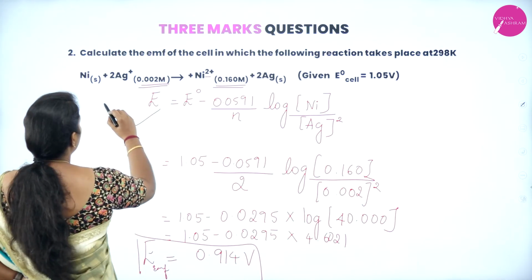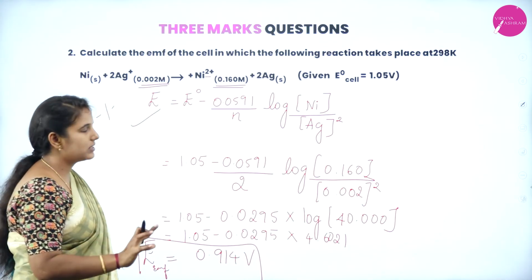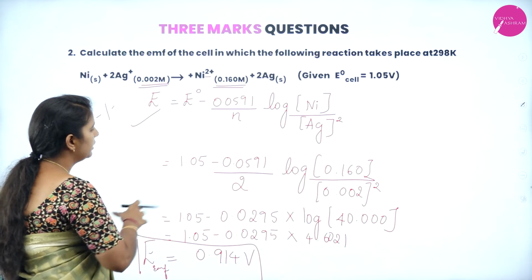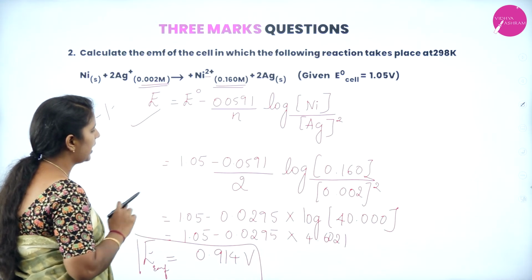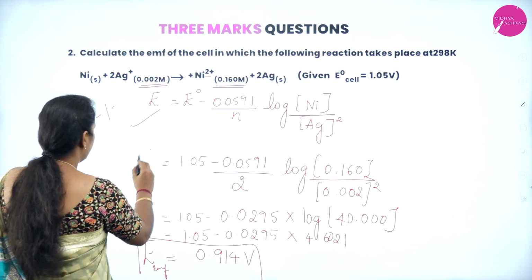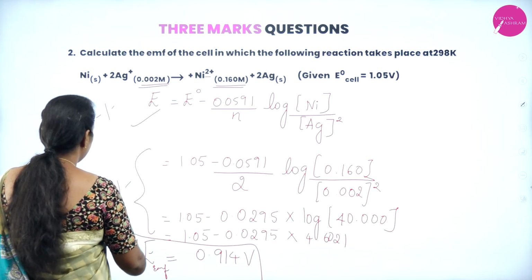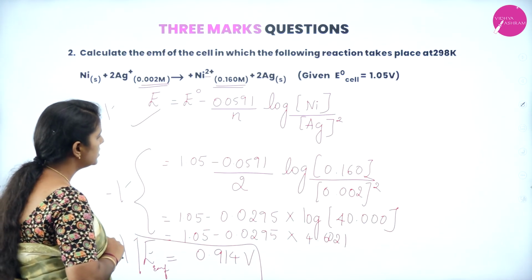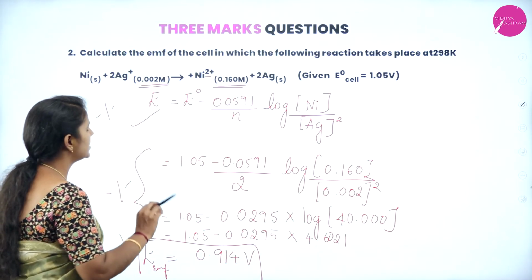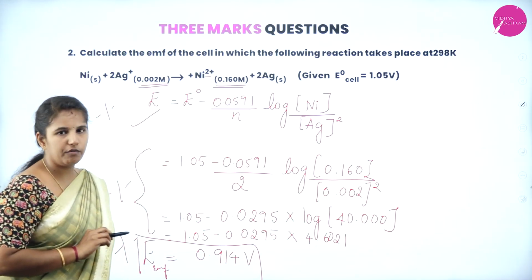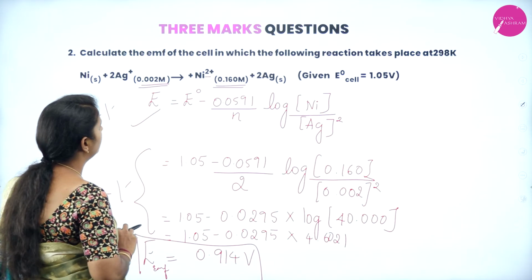This is how, for placing the correct formula, you will get 1 mark. For the substitution and for the correct answer, you will get 1 more mark. Okay. So, totally you will get 3 marks for this numerical. So, hope you all understood. See the reaction and see how much concentration they have given and place it in the formula.